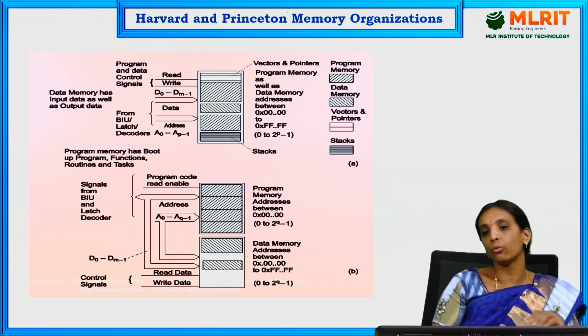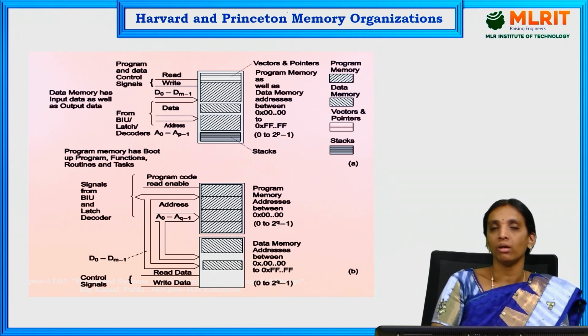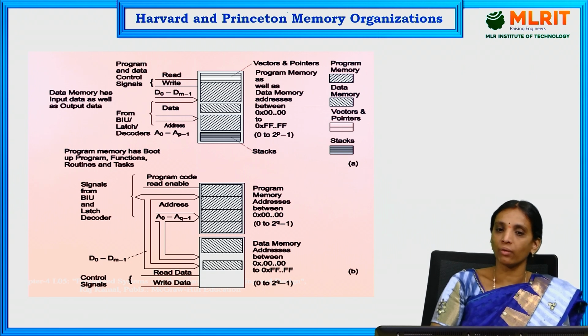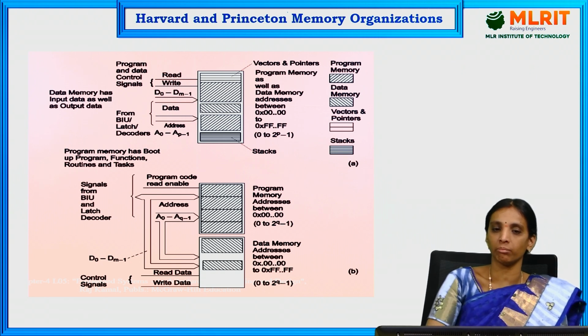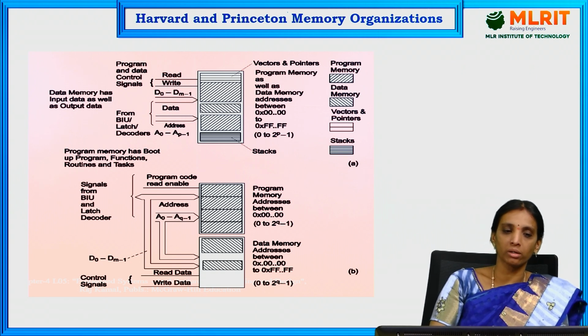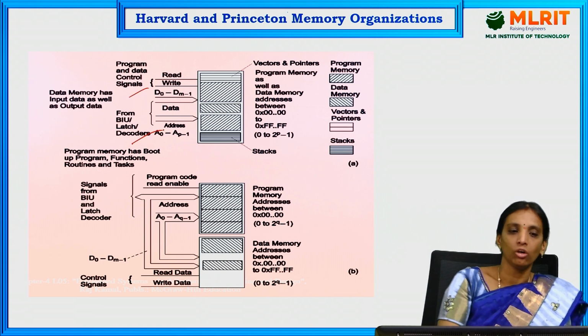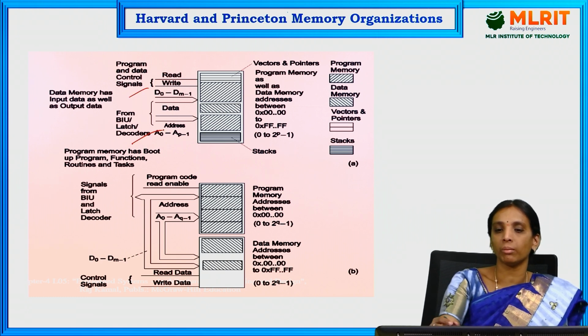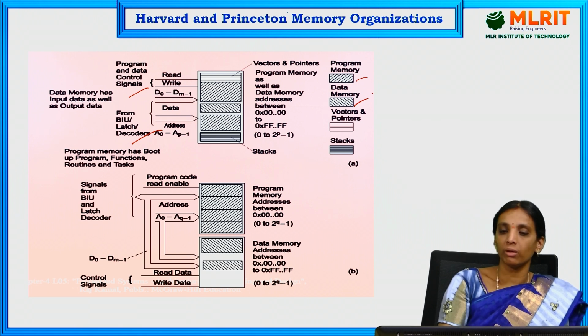There are two types of memory architectures for ARM processors. One is Harvard architecture and the other is Princeton memory architecture. Harvard architecture has two separate memories available: one is program memory and the other is data memory.